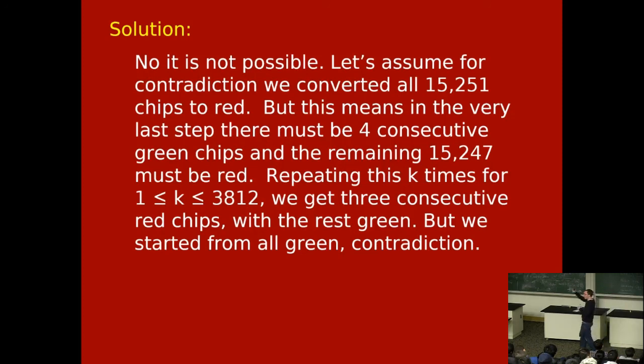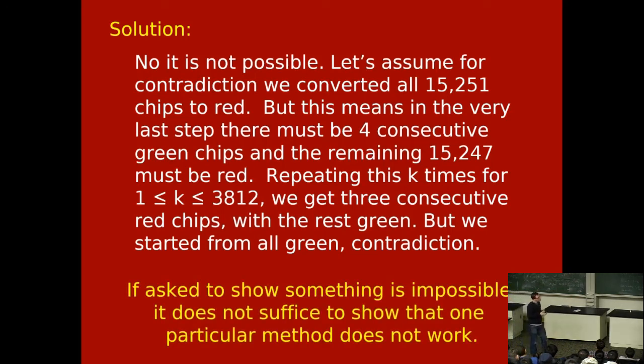We get 3 consecutive red chips, but we started from all green, and that's a contradiction. Okay, I won't ask you what's wrong, but the point of this is, if you're asked to show that something is impossible, and this is typically a somewhat tricky thing to show, it doesn't suffice just to show that one particular method of trying to solve the problem doesn't work. You really have to argue that there's no possible way to do this. You can't argue that the most obvious way of trying to do it doesn't work.